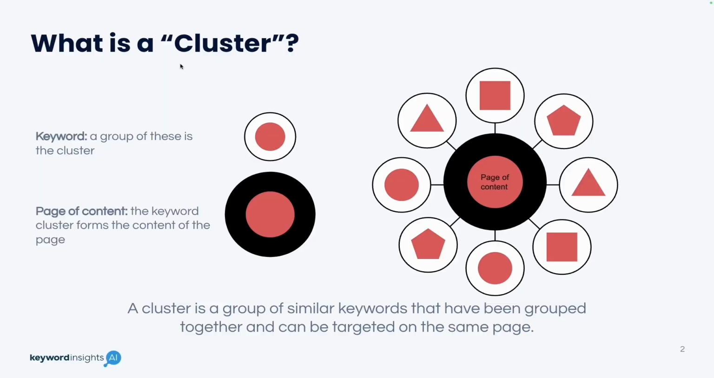So what is a cluster? Well, a cluster is where a group of similar keywords have been grouped together to form a page of content. So each one of these symbols is a slightly different keyword that all means the same thing, and they've been clustered together and they can all be targeted on the same page. So this might be cats toys, and this might be toys for cats. So different keywords, but they've been grouped together into a cluster, and that forms this page of content. So very simply put, a cluster is a group of similar keywords that have been grouped together and can be targeted on the same page.